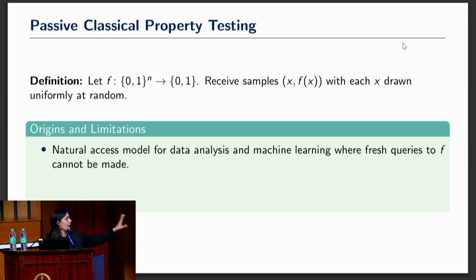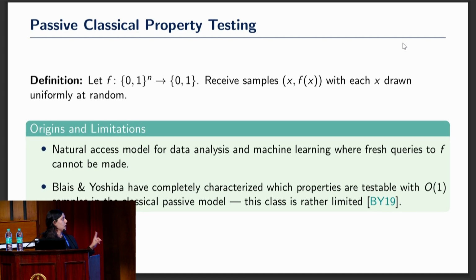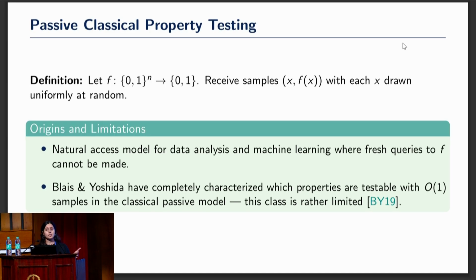And this is a very natural access model for data analysis and machine learning, where you can't directly make fresh queries to f. So for example, if you have a very large data set, you can't really decide what your input and output space is, but you might want to check that your function is linear or not to decide whether you should run a more expensive neural network or if a support vector machine will be fine, for example. There's a caveat here, though. In 2019, Eric Blais and Yuichi Yoshida completely characterized which properties are testable with just a constant number of samples under this model.